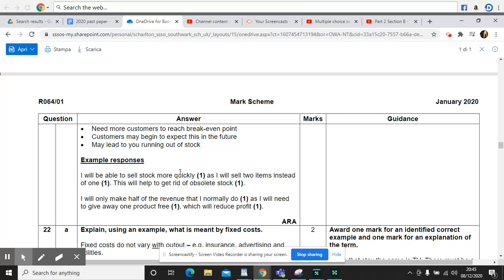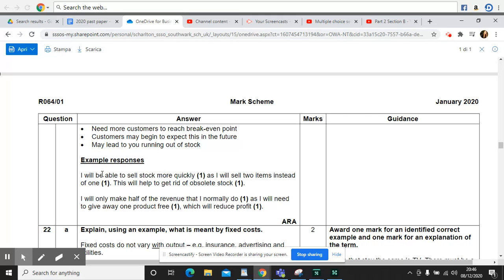It's because I've attended a few courses and they recommend that usage of that kind of format when you're answering questions like that. But you don't absolutely have to do it. Okay, the important thing is that you got 3 logical points that actually make sense. Okay, so I'll be able to sell more stock more quickly. This is an advantage, as I will sell 2 items instead of 1, and therefore this means I will get rid of obsolete stock. That would give you actually 3 marks.